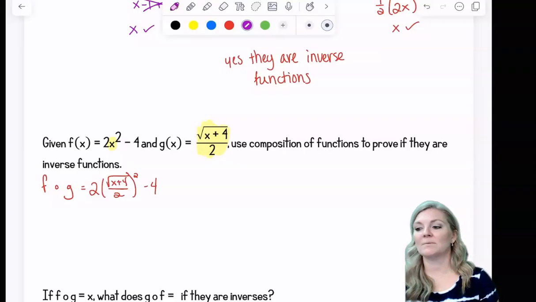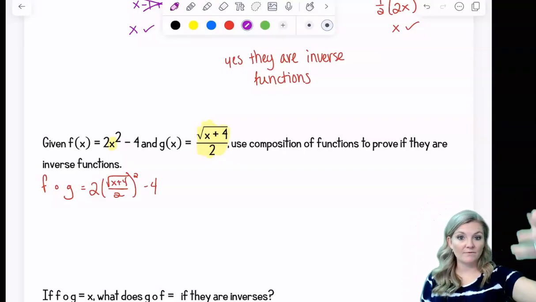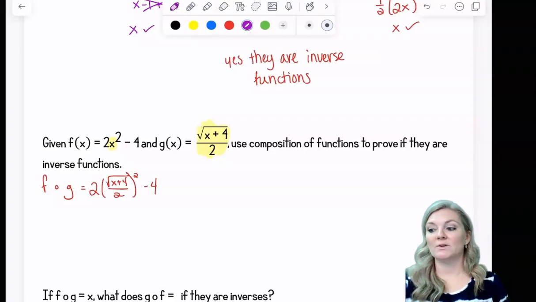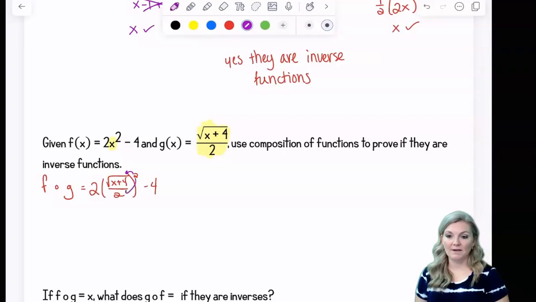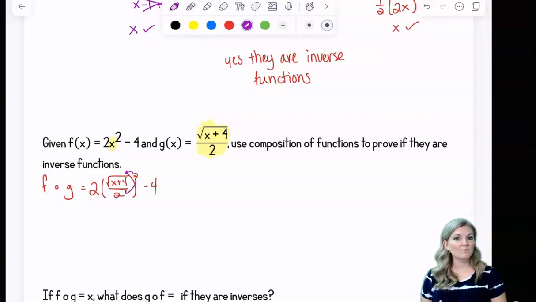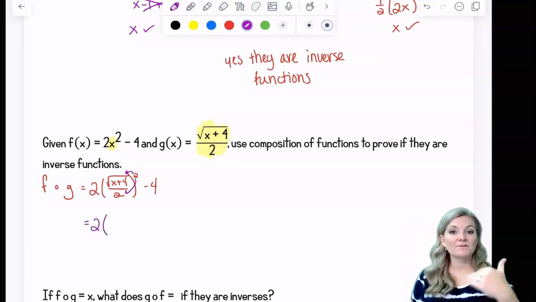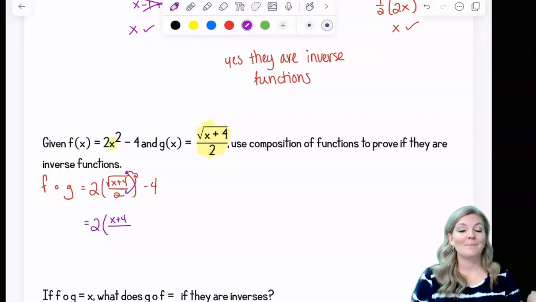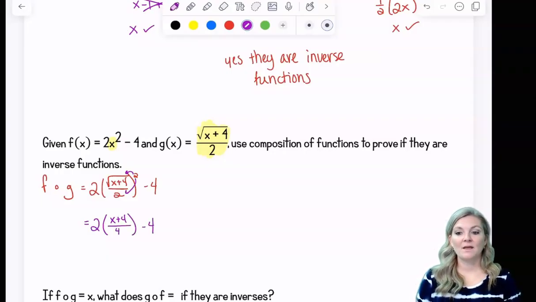So this one you just got to be a little bit careful with PEMDAS. PEMDAS says you would do that squared part first. So I'm going to square it, and when you square both the numerator and the denominator, my numerator, squaring a square root, is going to go away. So I still have the big 2 out in front. My numerator is going to become x plus 4. My denominator is becoming 4, and then subtracting 4.